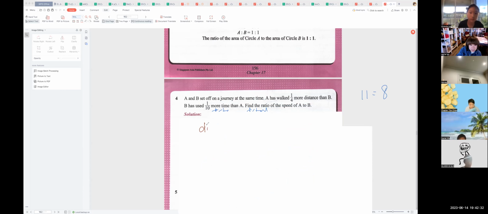Okay, so the distance and the time and the speed. So what is the relationship between them? It's distance divided by time equals speed. Correct, everybody? So we have an A, we have a B. So everybody, when the thing gets complicated, I think make a table is the best way of doing that. Okay, so I know A has walked 1/4 more distance than B.